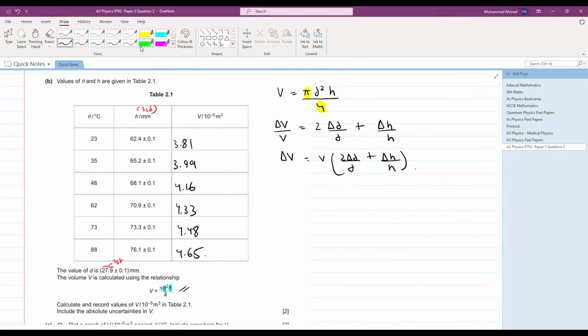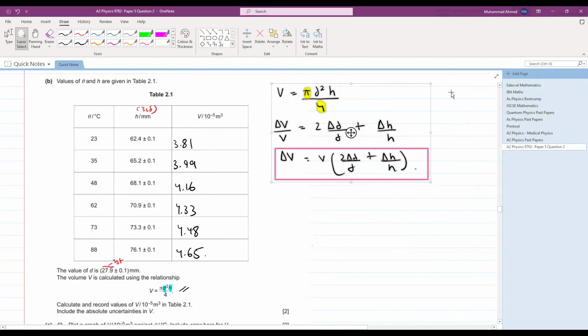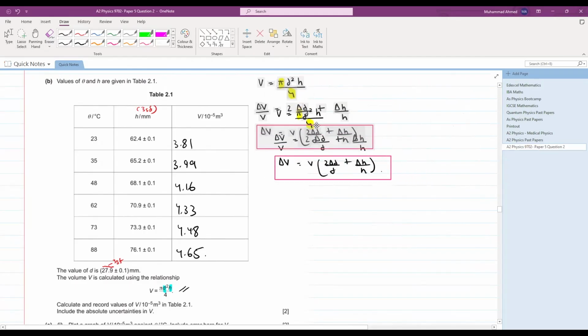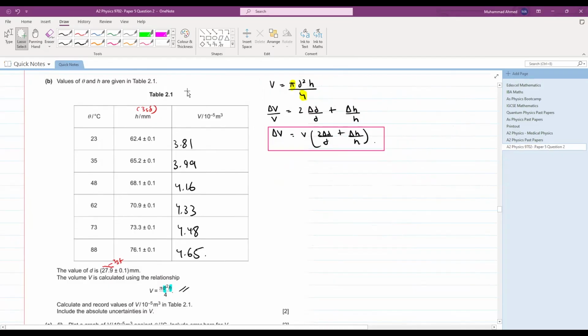Perfect. This is the formula that you will be inputting in the calculator, or these are the fractions that you will be creating in the calculator. Now just plug and play. So now if you realize for the first row, what is your volume? Your volume is 3.81. Perfect.